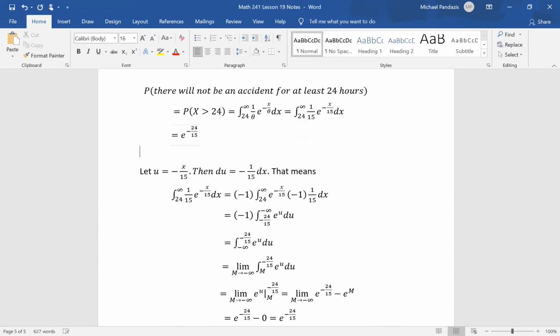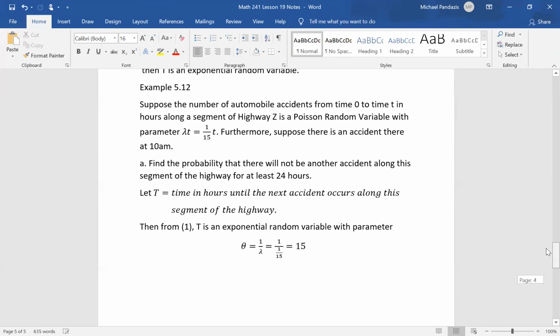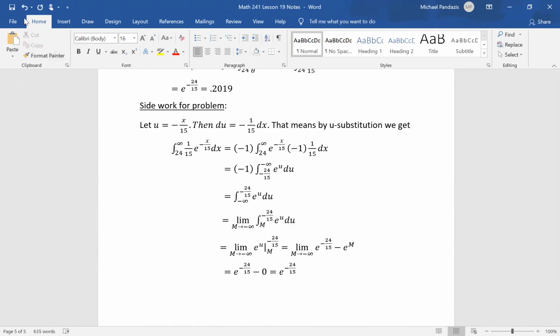So this is most of the side work for the problem. Okay, so this is outlining all the steps of calculating this definite integral. You just use substitution, and you get this, and as a decimal, this is equal to 0.20. Okay, so I'm adding in the calculations for calculating the definite integral here.